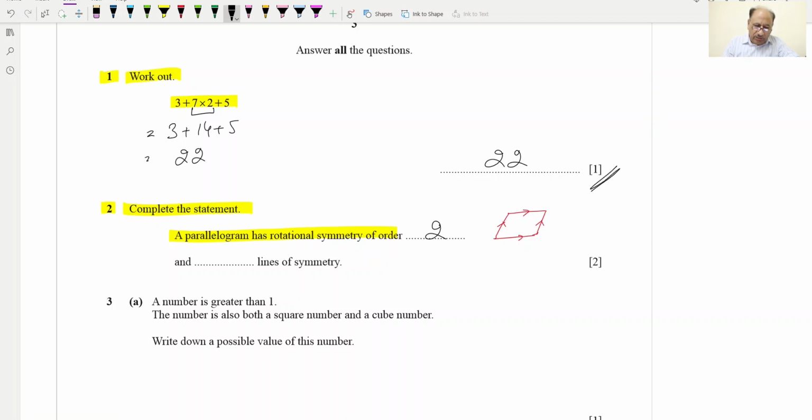situation. And line of symmetry, zero lines. There is no line of symmetry in the case of a parallelogram. We can't draw any line of symmetry.